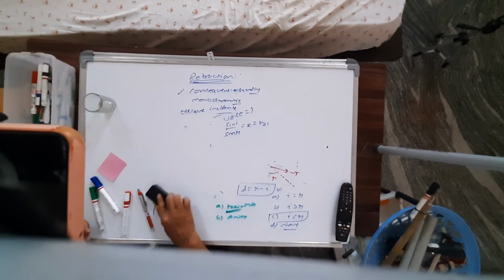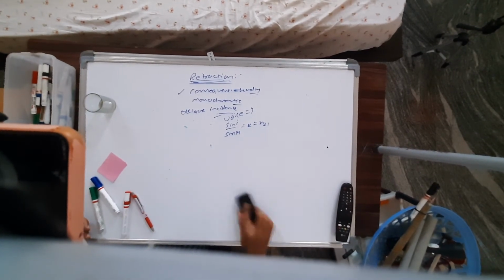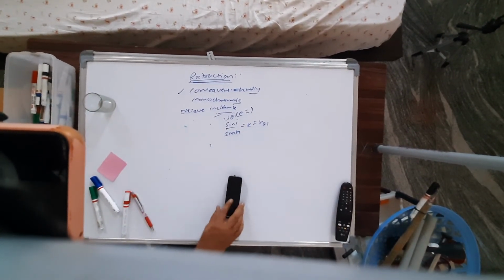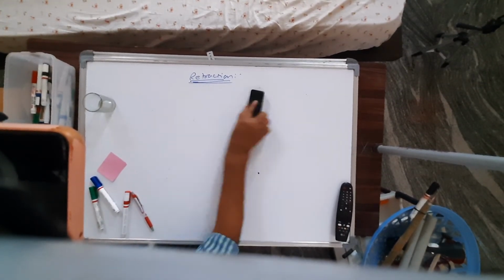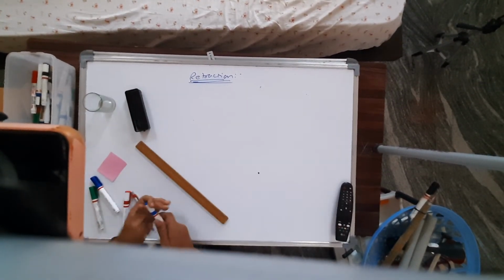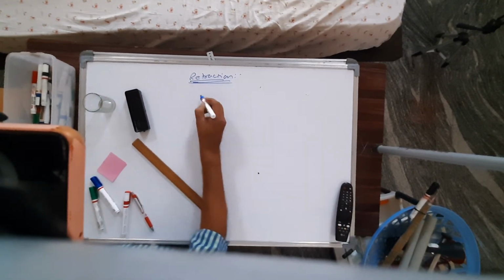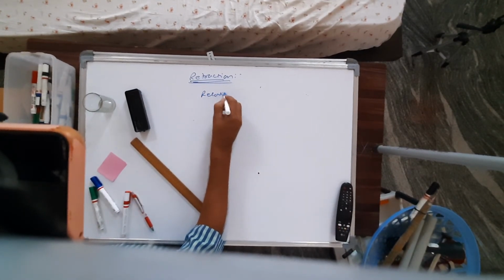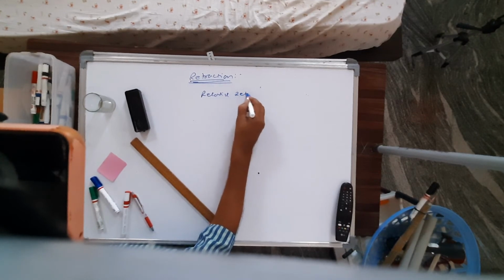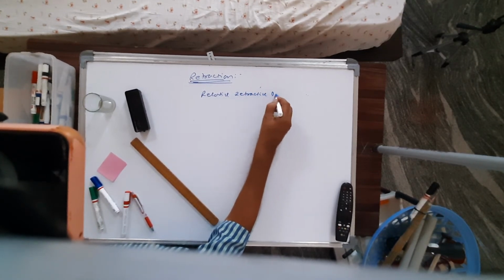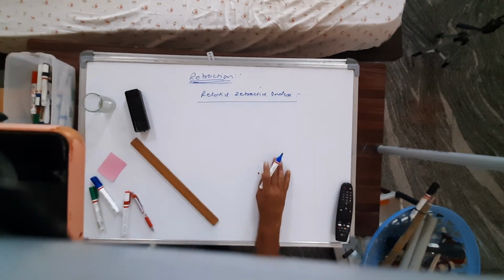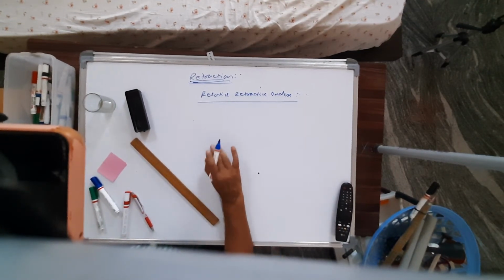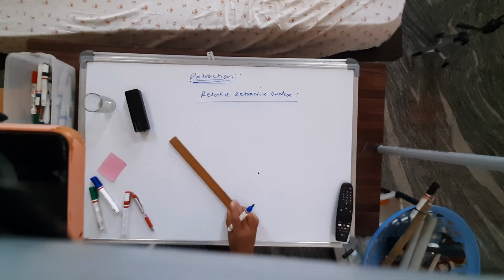Look here. Now we have to go for the next one. Definition of relative refractive index and absolute refractive index. Absolute refractive index. Try to understand the basic concepts. Understand the basic concepts.